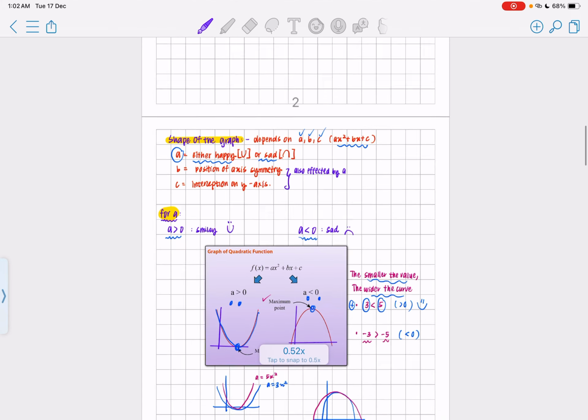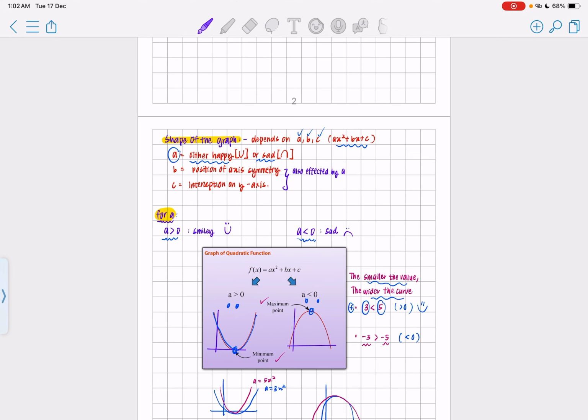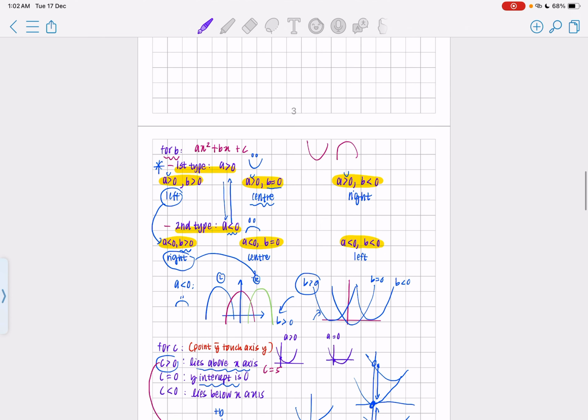Kalau A, dia akan tunjuk graph you happy or sedih. Kalau it's besar, value dia more than 0, then it's gonna be happy. Ingat satu je, tak ingat banyak. And then B, dia akan tunjuk position of the axis of symmetry. Kat sinilah. Inilah axis of symmetry. So, just ingat one type, as I said, if A more than 0, if B more than 0, it's on the left part, B equal to 0, it's always at center. And if B less than 0, then it's on the right part.